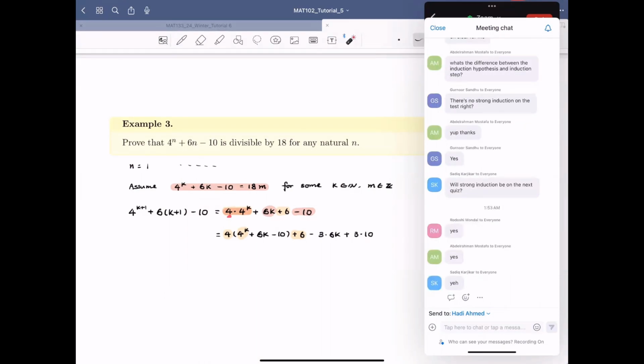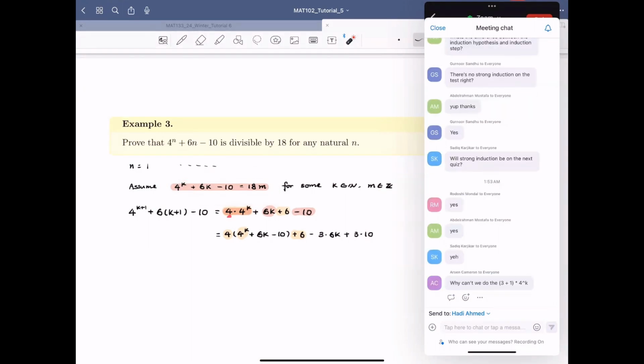Again, let me repeat because I know some of you might not get it, but it's important to understand what's going on, okay? So again, I look at this and I know I need to use my IH. However, after comparison, I see that I have 6k, I have minus 10, but the 4 to the power of k has 4 copies, which means I cannot use this directly. We could, okay, we could. It's just in this question it does not work.